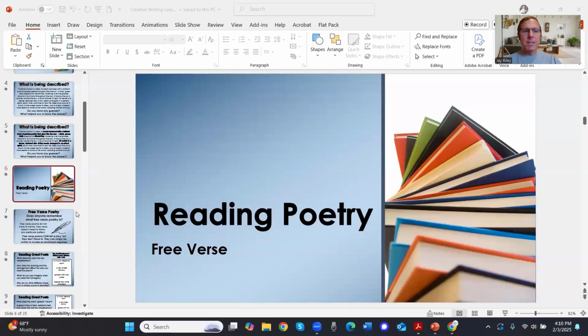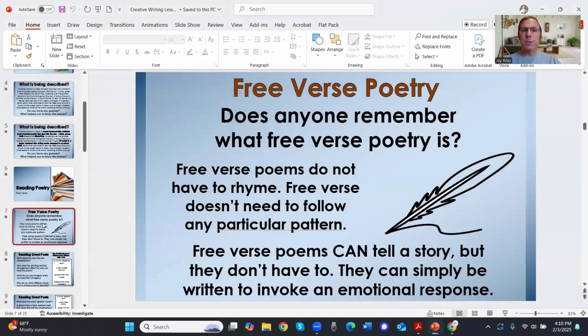So we're going to begin by talking about free verse poetry. Now, remember, we said free verse poetry doesn't need to follow any particular pattern or any particular rhyme scheme. So it doesn't have to rhyme like a rhymed poem does. Free verse poems can tell a story, and that's called a narrative poem, but they don't have to. Not every free verse poem tells a story. Some free verse poems simply capture a moment.